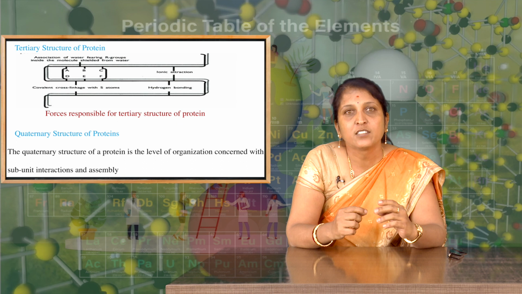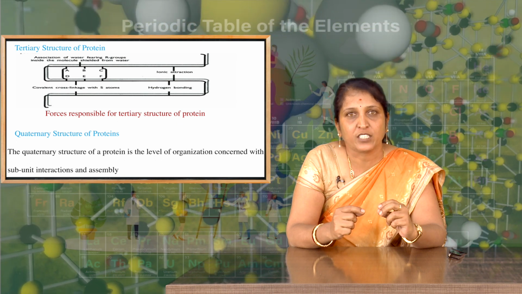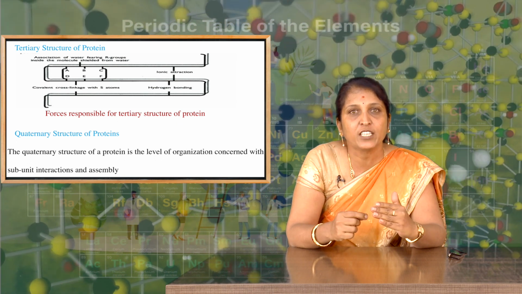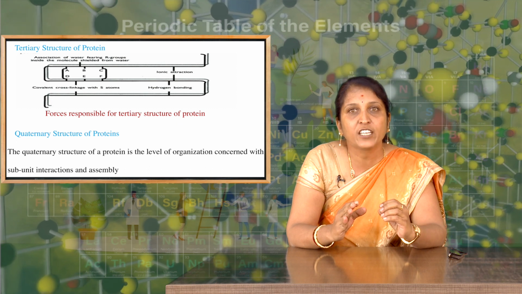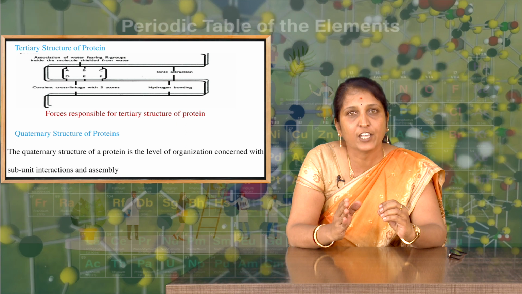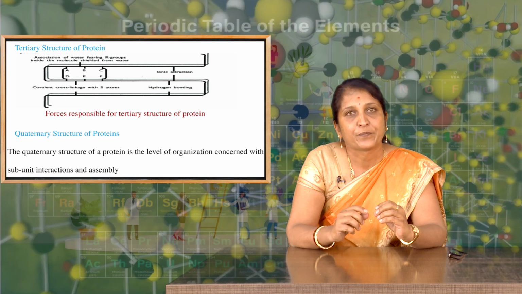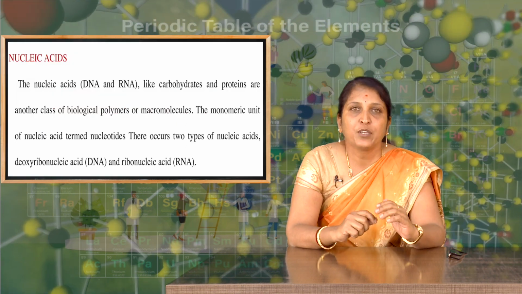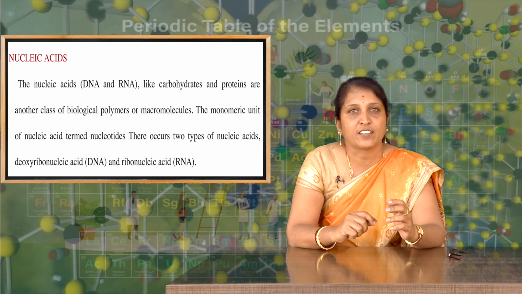The final one is quaternary structure of protein. The quaternary structure of protein is the level of organization concerned with the subunit interaction and assembly. Next, we move to know about nucleic acid.